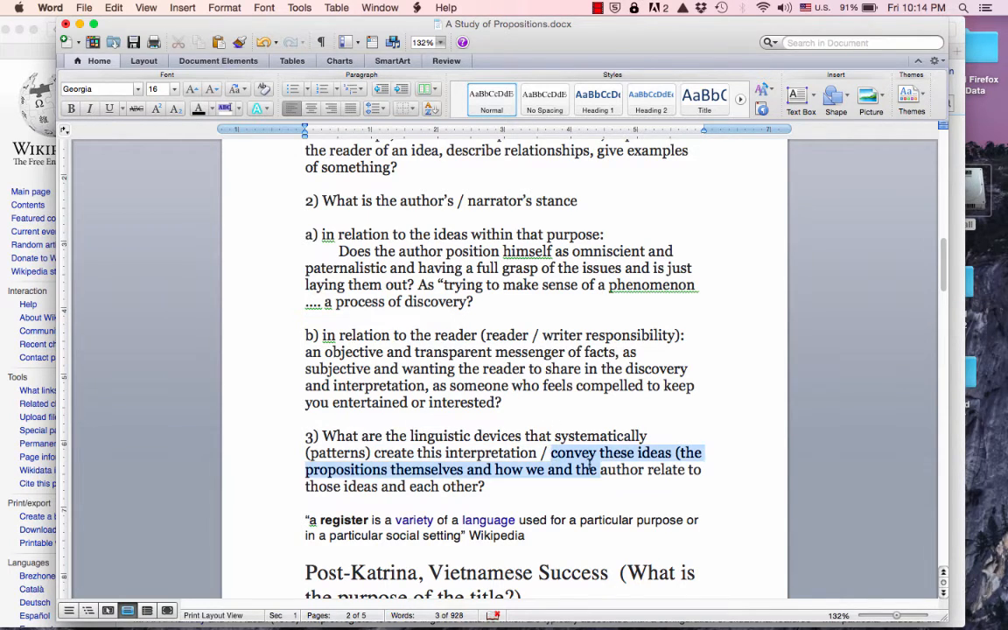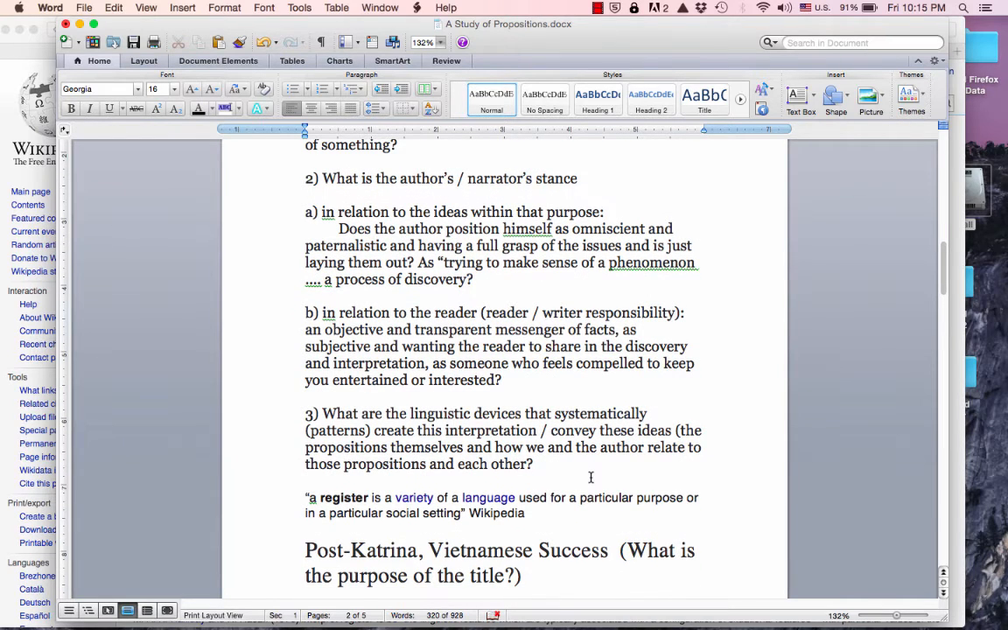So we're looking at now, this is where the rubber hits the road, if you will. We are saying let's identify the characteristics of the texts that convey these ideas. That is to say, the propositions themselves, and how we and the author relate to those ideas or propositions, and how the author and the reader relate to each other. Okay. Now, there was a question that came up about the concept of register.